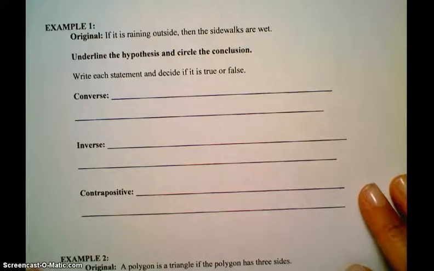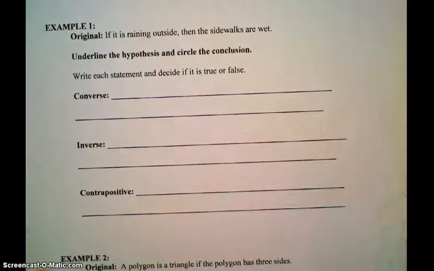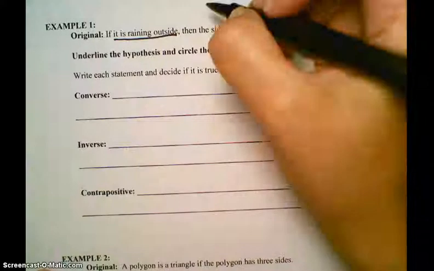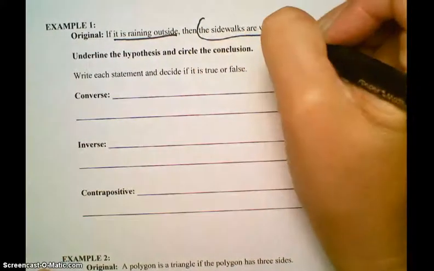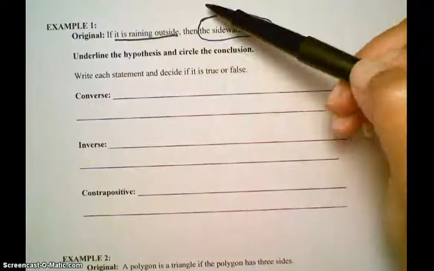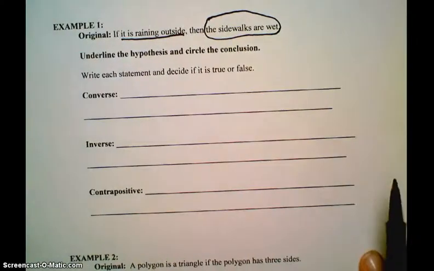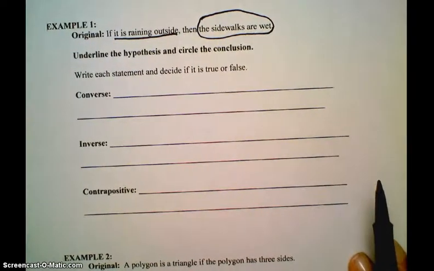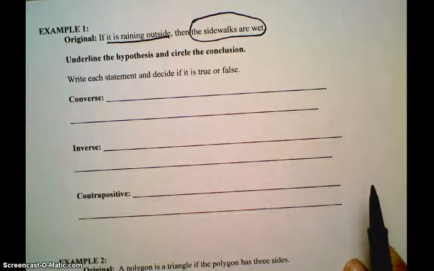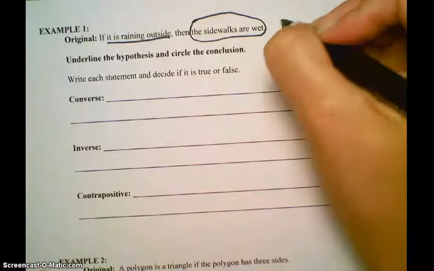Okay, first example, if it is raining outside, then the sidewalks are wet. Underline the hypothesis, circle the conclusion. Okay, so if it's raining outside, circle the conclusion. Notice again, I left off the word if and I left off the word then. Now we're going to write the converse, inverse, and the contrapositive, and we're going to decide if it's true or false. And would we all agree that the original statement is true?